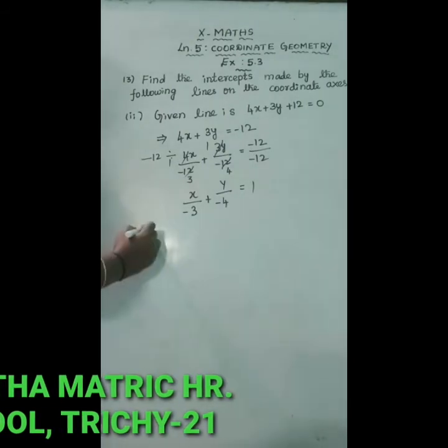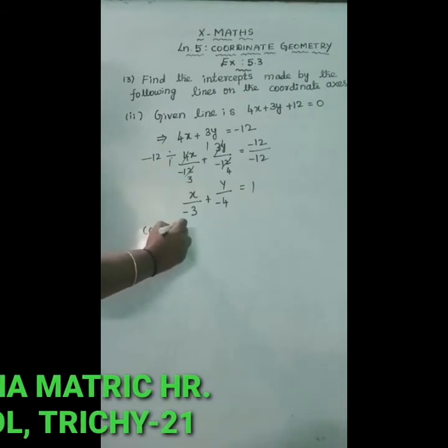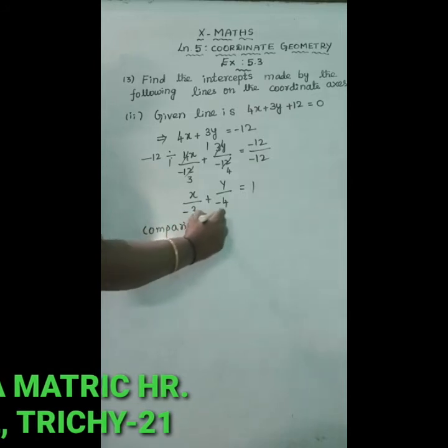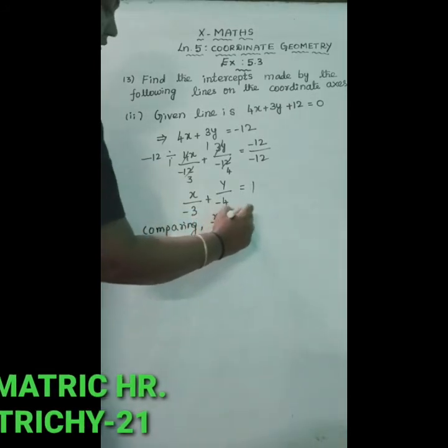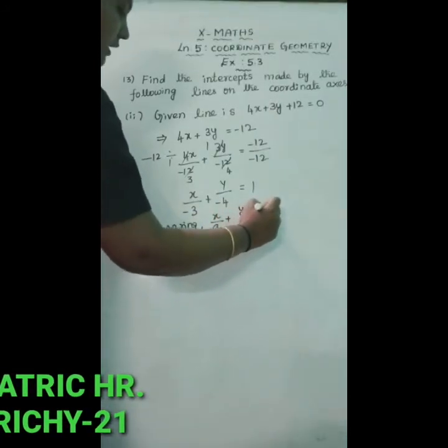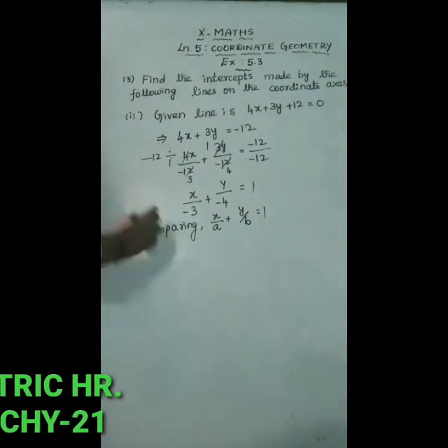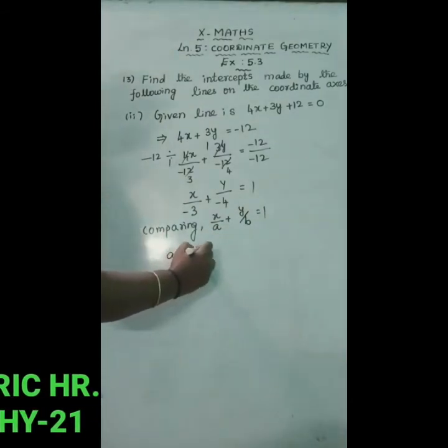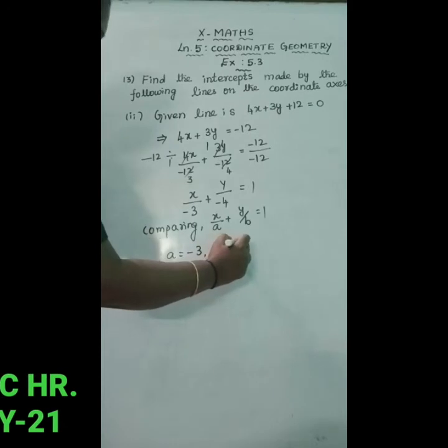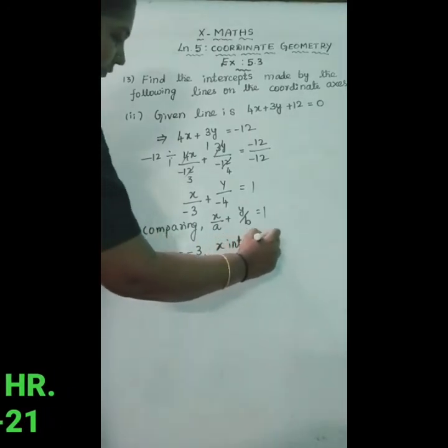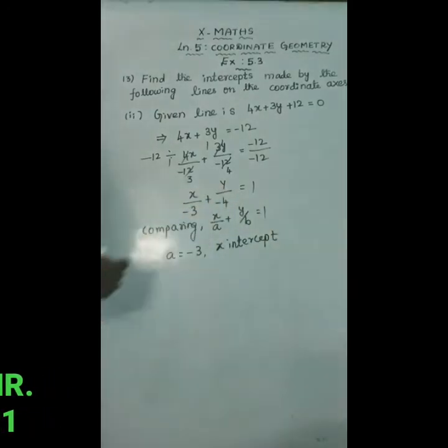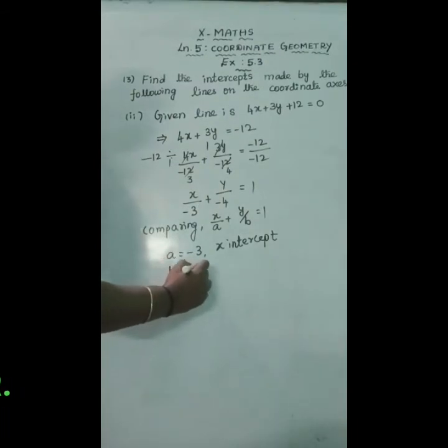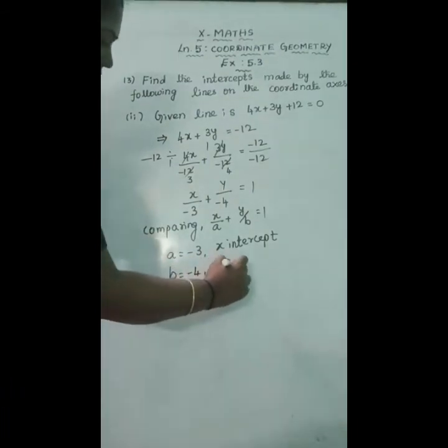So comparing with the intercept form, x divided by a plus y divided by b is equal to 1. Here a is equal to minus 3, that is x intercept, and b is equal to minus 4, that is y intercept.